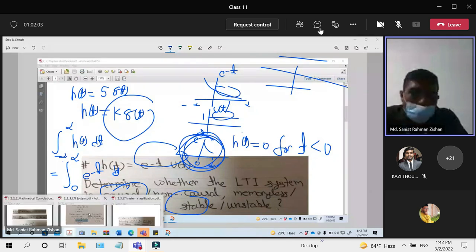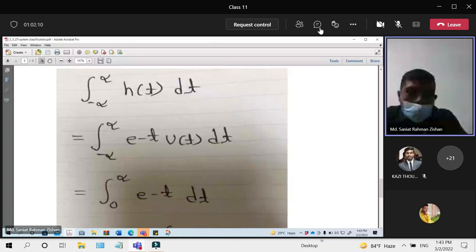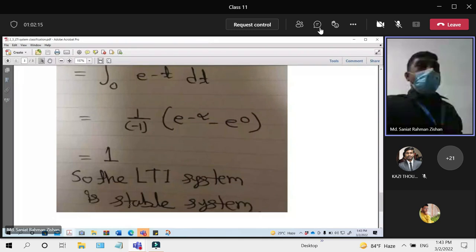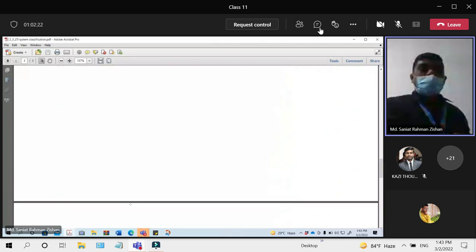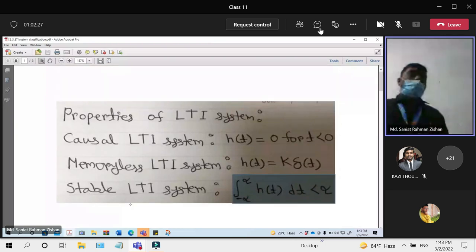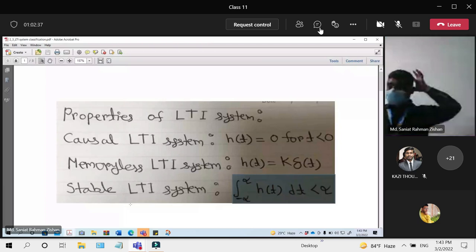So I can show you the result here. Then you will see that they have done the integration. They have got a finite value, and so this one is a stable LTI system. So that is the end of this topic. Again, the main thing is these three properties: causal and non-causal, when and how; memoryless and with memory, when and how; and stable and unstable. That's it. Any question from this topic?